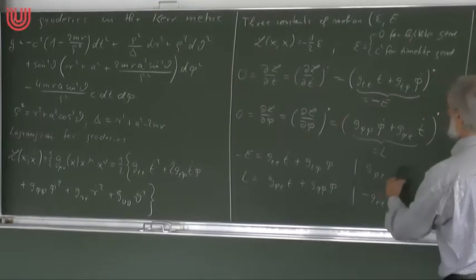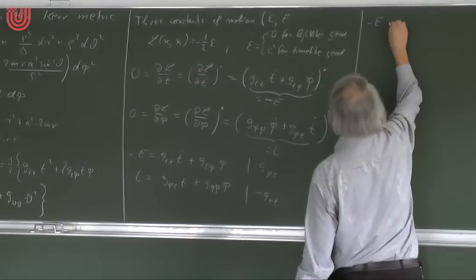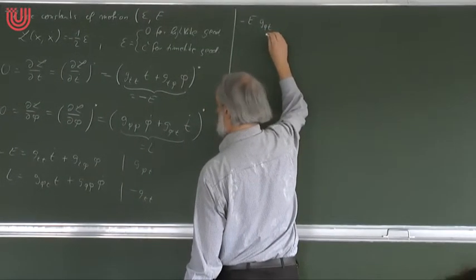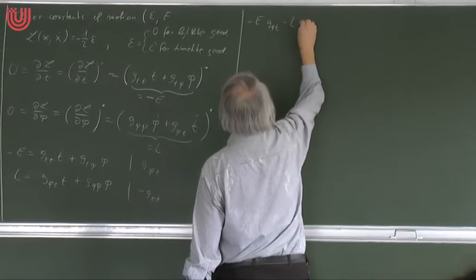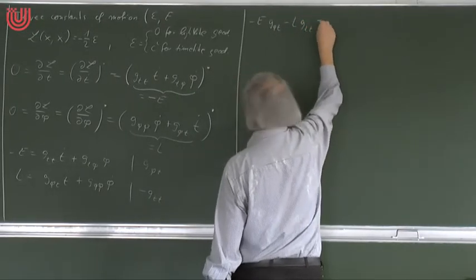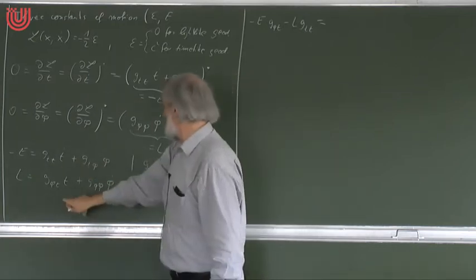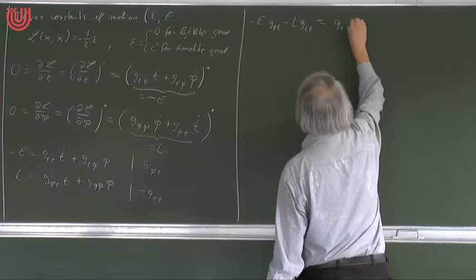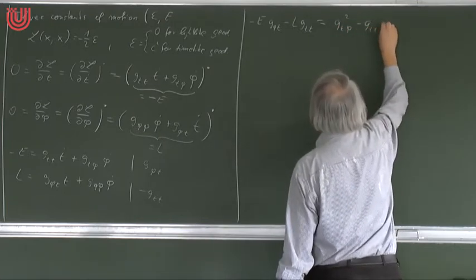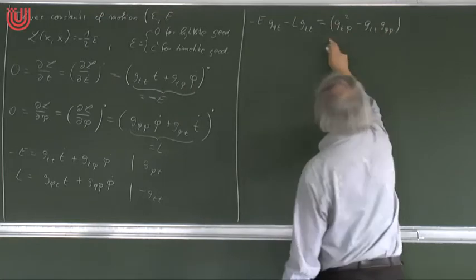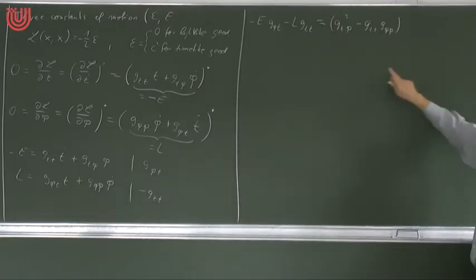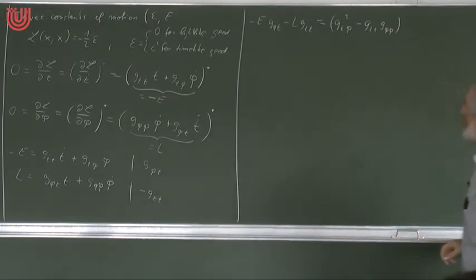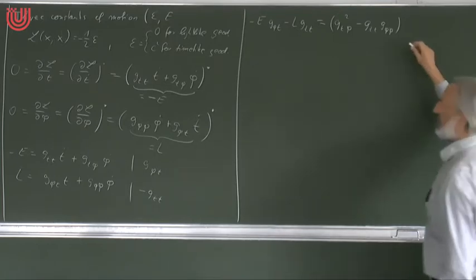Then I get, so I multiply minus E with g_phi t, and I multiply plus L with minus g_tt, so this minus L g_tt. On the other side these two terms cancel, and this gives g_t phi squared minus g_tt g_phi phi. You see that's the determinant of the phi t block in the metric. That's an expression which we will encounter very frequently, and I will calculate it in a minute, and then phi dot.